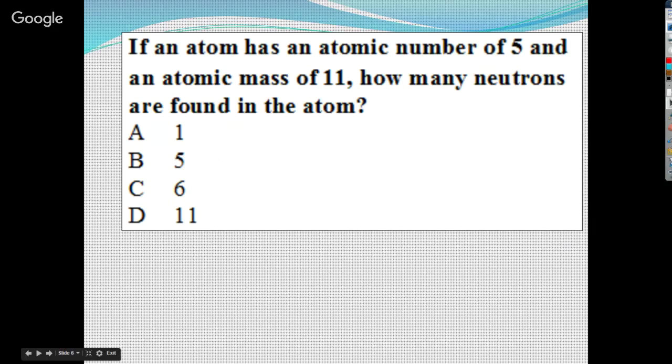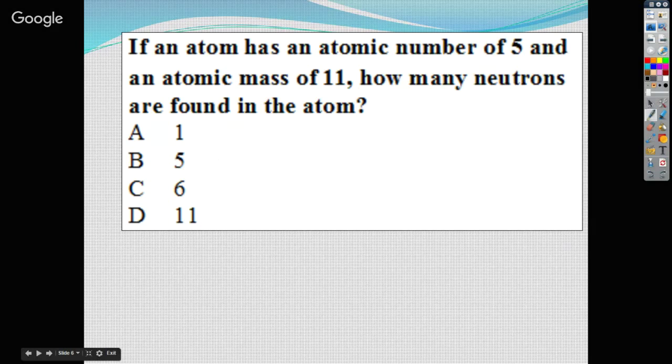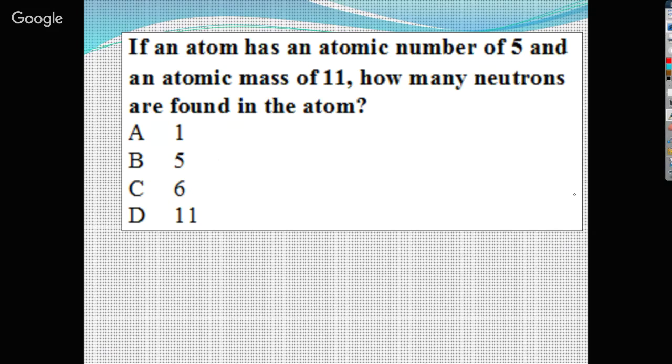If an atom is atomic number 5, so stop right there. Who knows what atomic number 5 is? What is it? Boron. Yep. How do you do that? You look at your periodic table, go to number 5, and tell me the name.